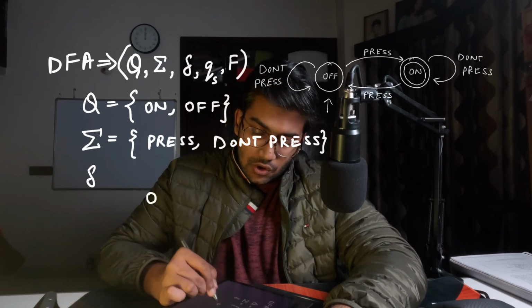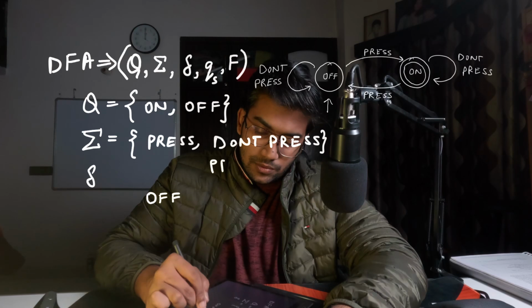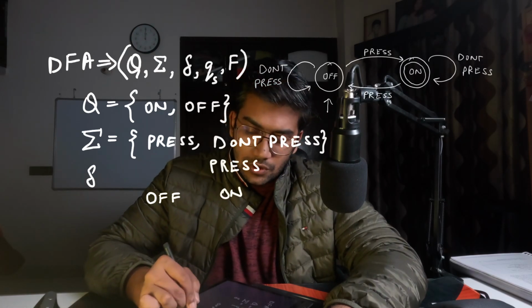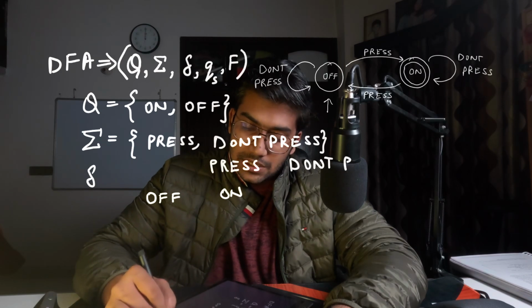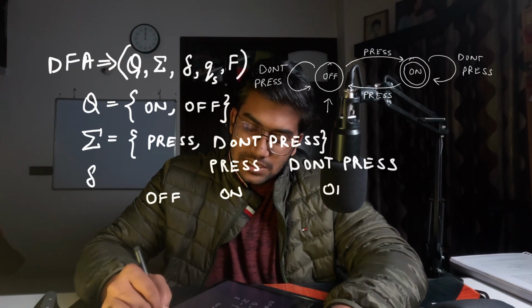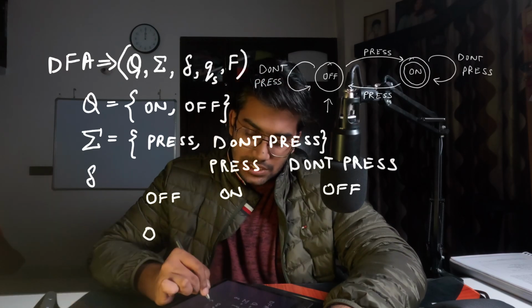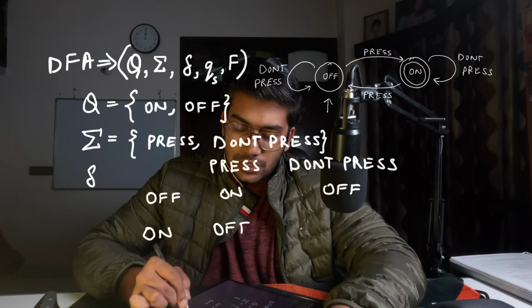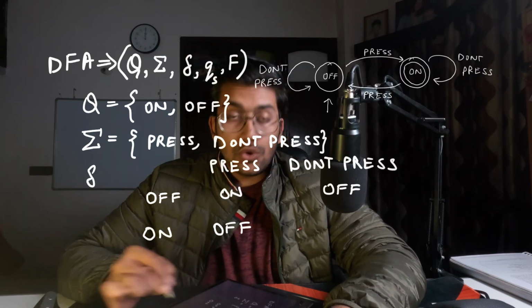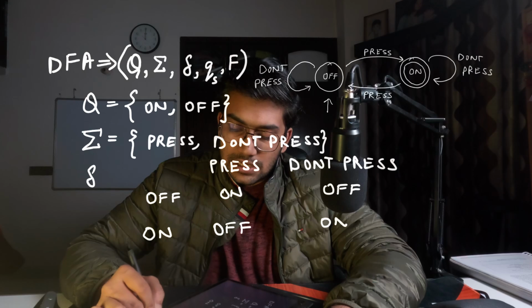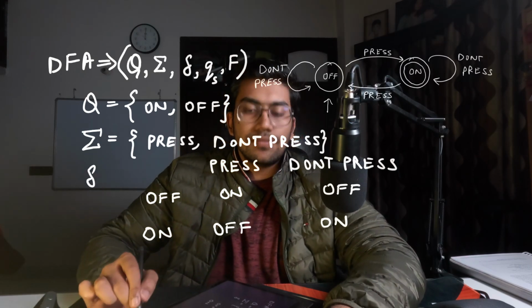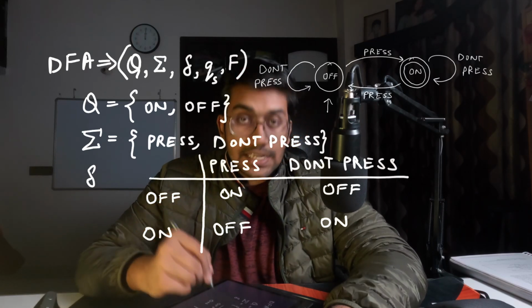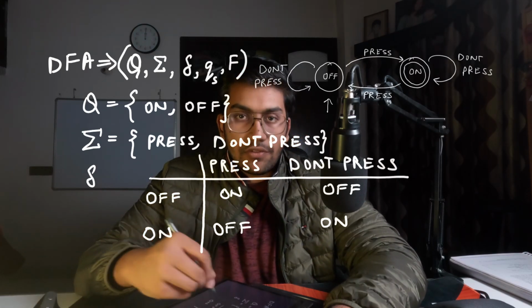So if you're in the off state and you press the button, what would happen? You would go into the on state. If you don't press the button, what would happen? You would still stay in the off state. Now let's say you are in the on state and you press the power button, you would go to the off state. And if you're in the on state and you don't press the power button, you will still stay in the on state. So this is the transition function. It would tell you, given the state, given the action, where you would end up.